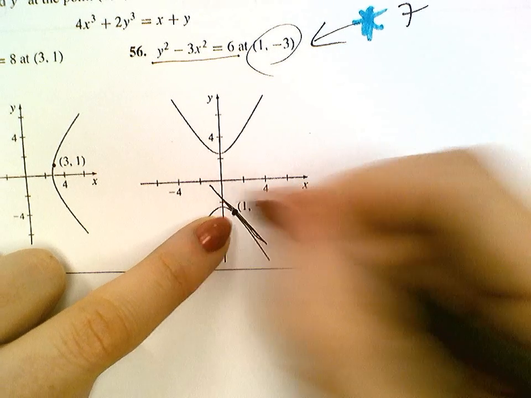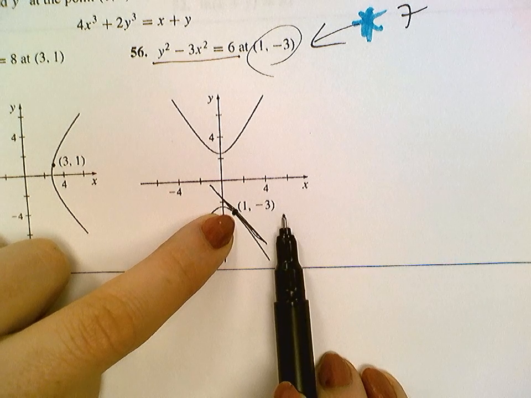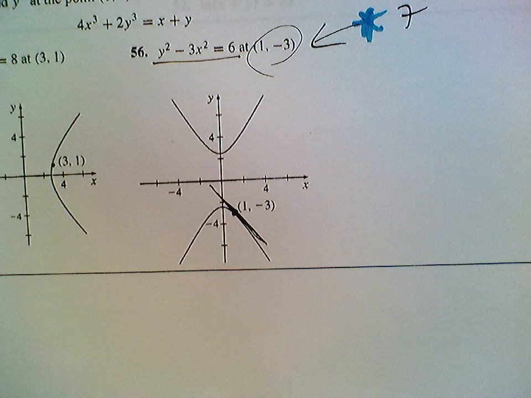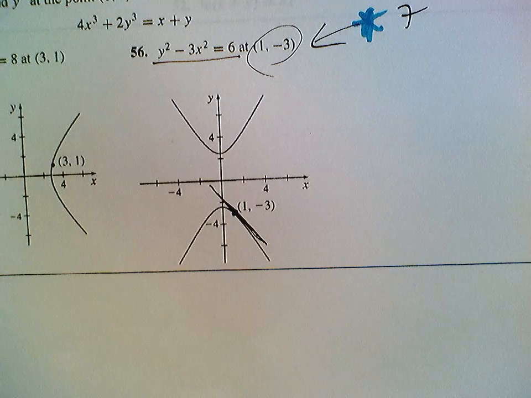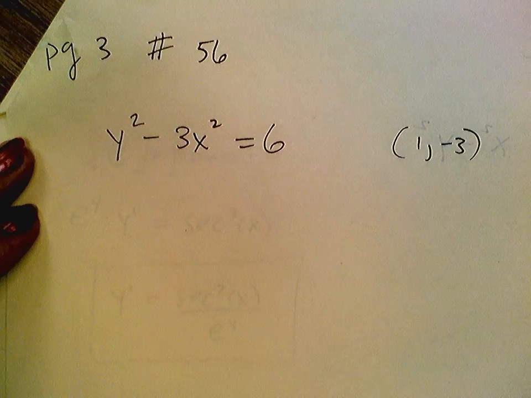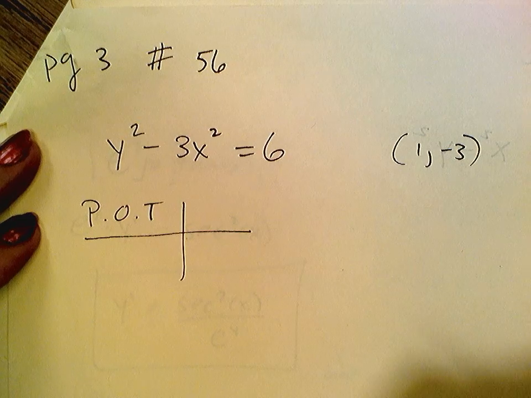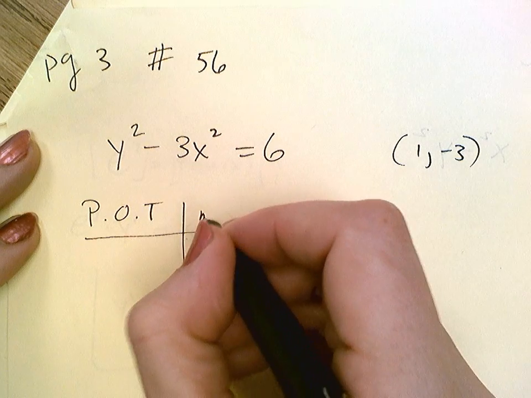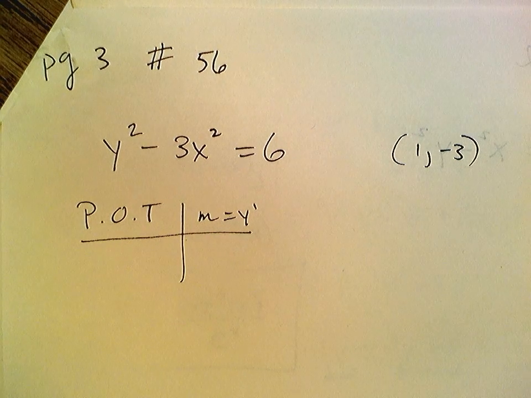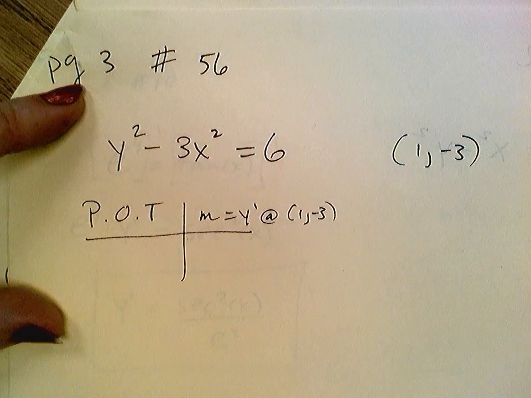In order to write the equation of a line, you only need two things: the point of tangency, and then the slope. And what is the slope of a tangent line? It is the derivative. So I want the point of tangency, and then I want the slope, which is y prime at the point of tangency. So it's going to be y prime at (1, -3) is what I want.